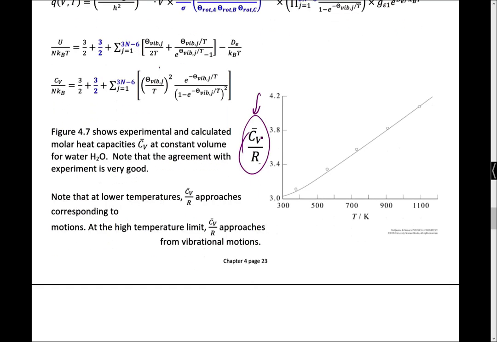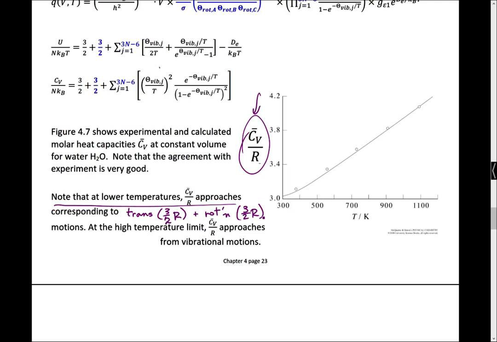Now it does make sense to look at this a little more closely. One of the things we see is that as we go to lower and lower temperatures, it looks like we're ending up at 3R. That's due to contributions from translation, which would be 3/2 R, and rotation. Because water is a nonlinear molecule, we have a 3/2 R contribution there. The sum of those two contributions gives me 3R. Thus, I go to 3 in the limit of low temperatures.